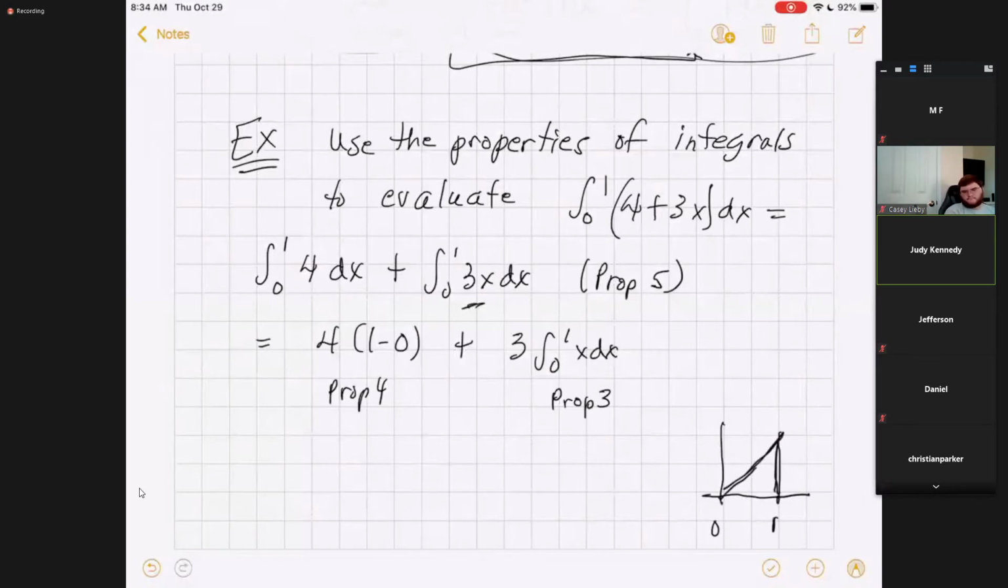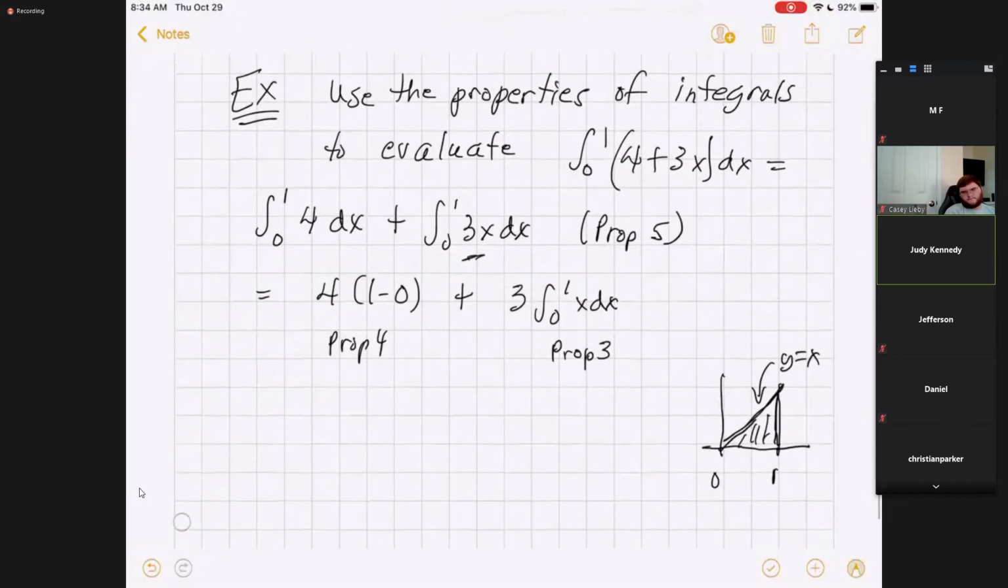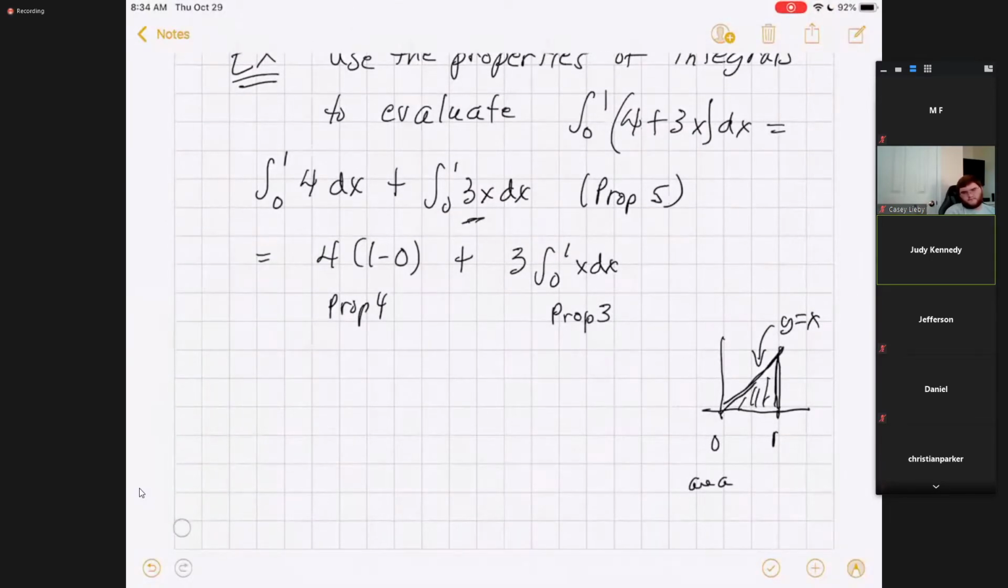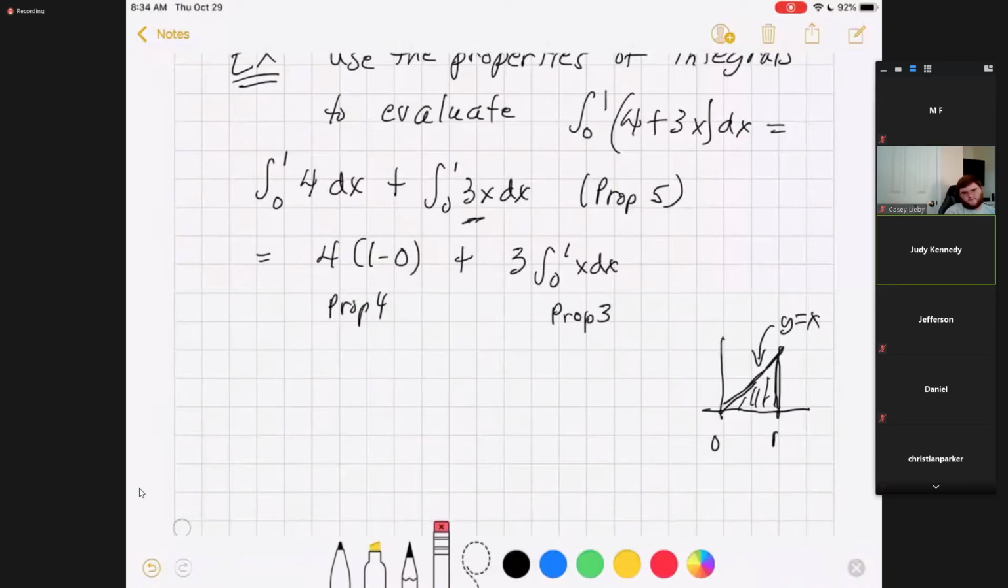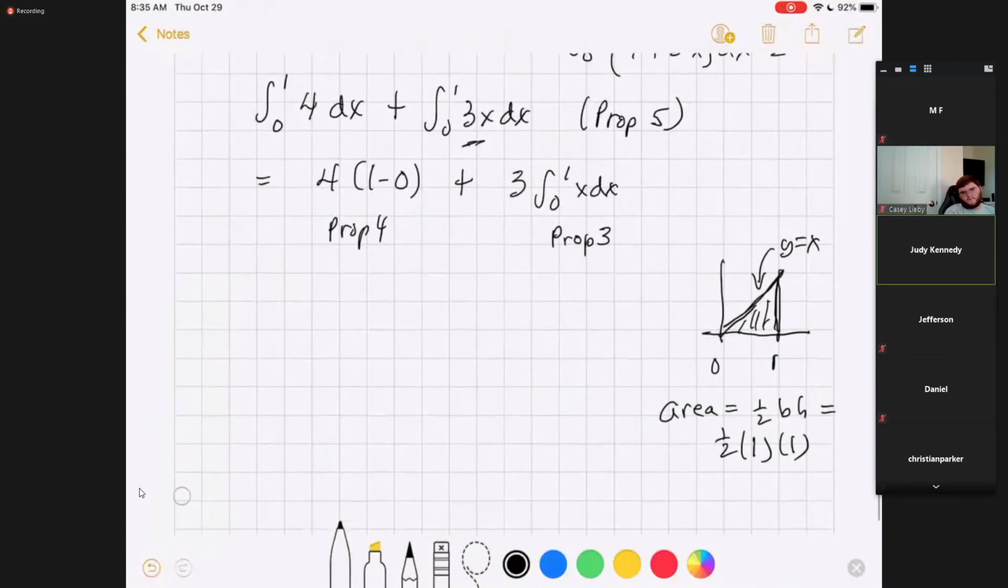That's the area of that triangle, right? Because that's the function y equals x. And the area of that triangle would be 1/2 the base times the height. The base is length 1, the height is 1, so it's 1/2.